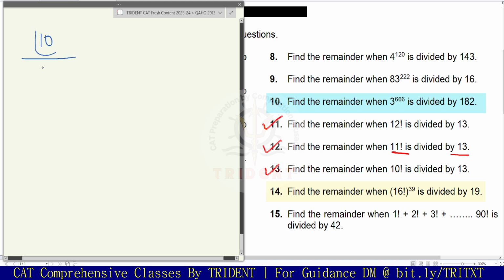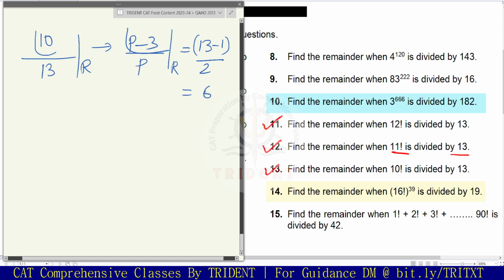10 factorial by 13, remainder. Which case are we looking at? (p minus 3) factorial. I can use the exclamation sign also for factorial, but I am okay with this one. And here you will do (p minus 1) by 2, that is (13 minus 1) by 2. 13 minus 1 is 12, by 2 is 6, and the answer to this question is 6.